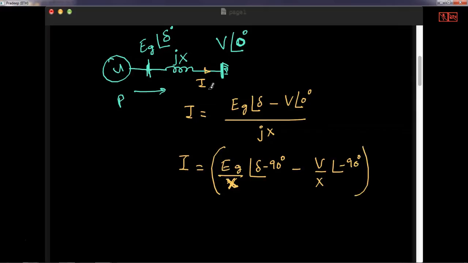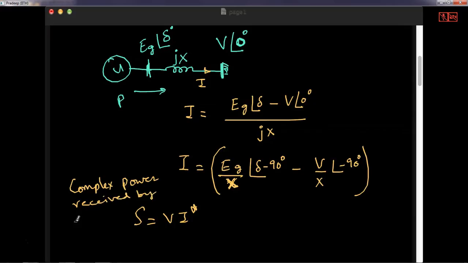Now once I know the current, I want to find the complex power, or actually the active power, but let's first find the complex power. How do you find the complex power that is reaching this particular terminal V? The complex power is V into I conjugate. This is the complex power received by the terminal.